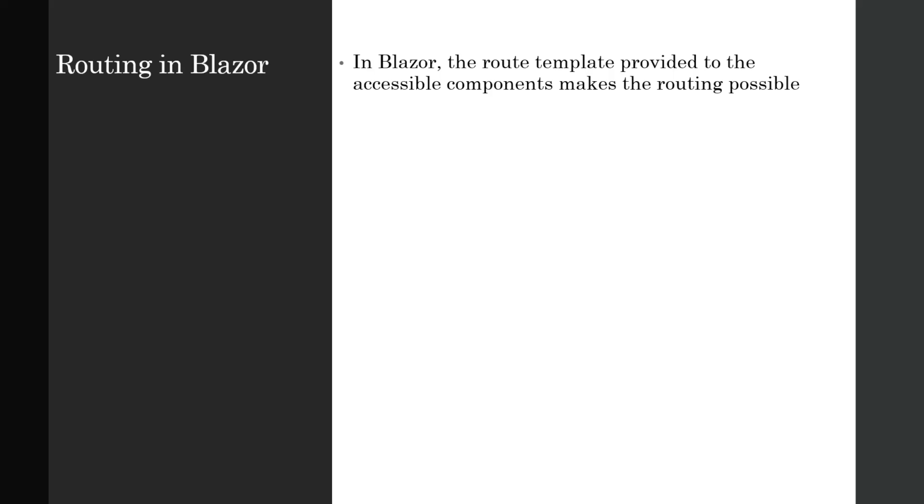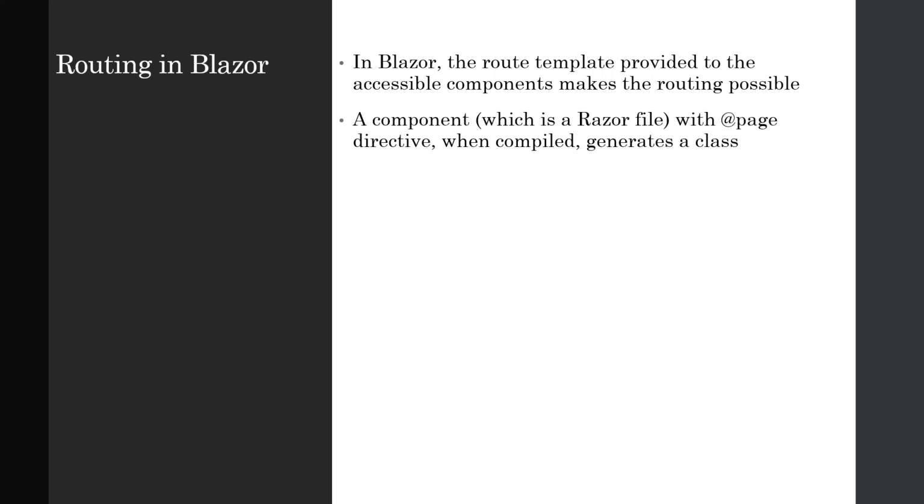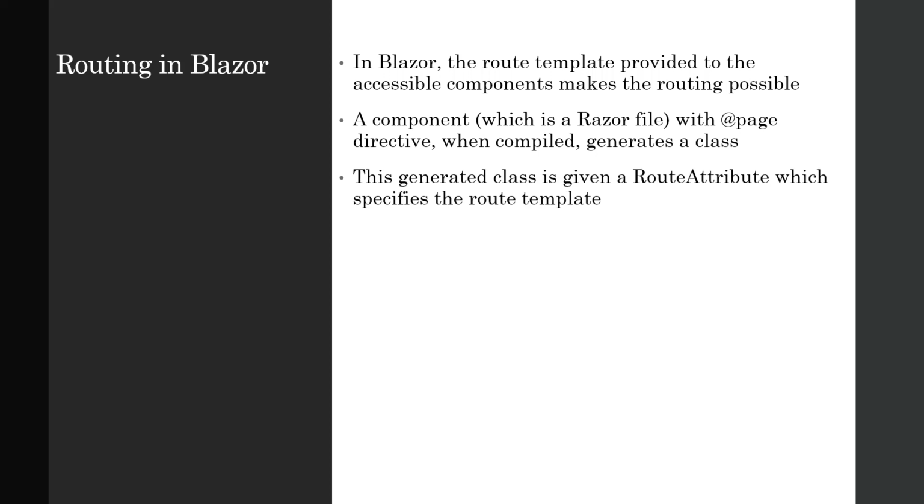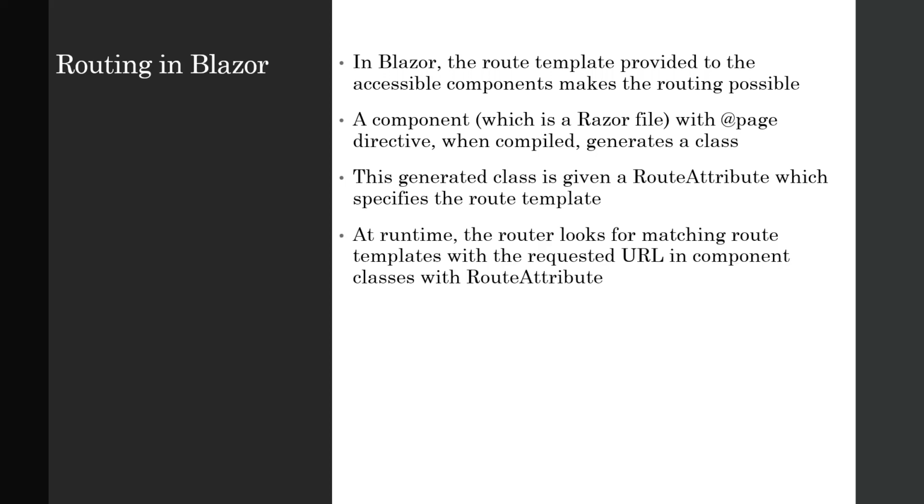In Blazor, the route template provided to the accessible component makes the routing possible. A component, which we have seen, is a Razor file with a .razor extension and an @page directive. When compiled, it generates a class, and this generated class is given a route attribute which specifies the route template. At runtime, the router looks for route templates matching the requested URL in component classes with the route attribute. Everything will be clear with the diagram. The router then renders the component which matches.